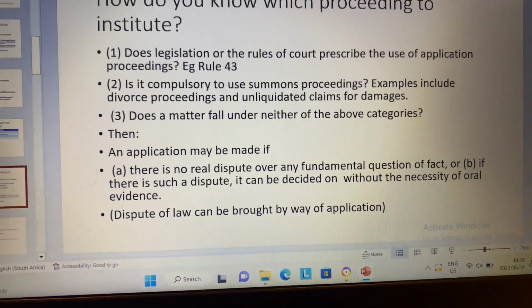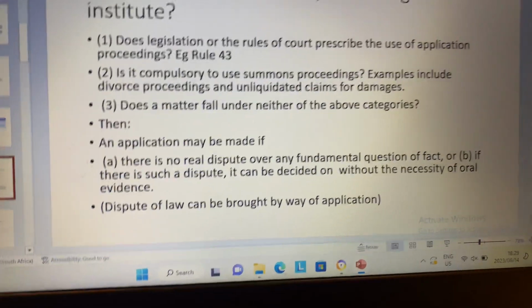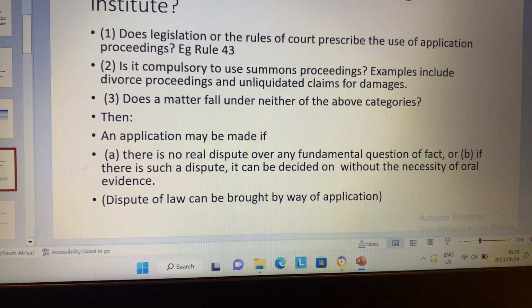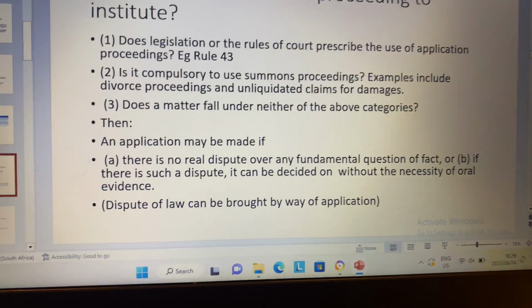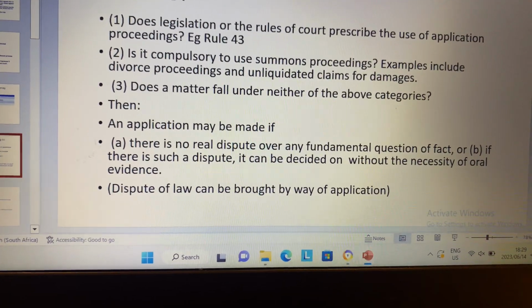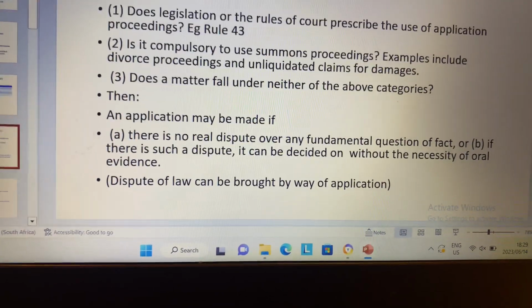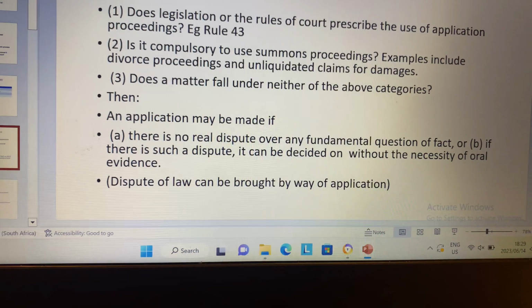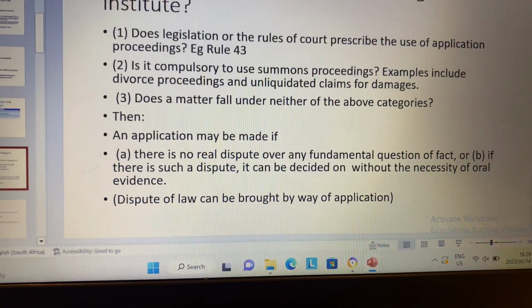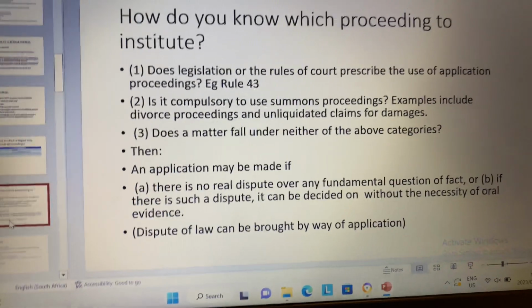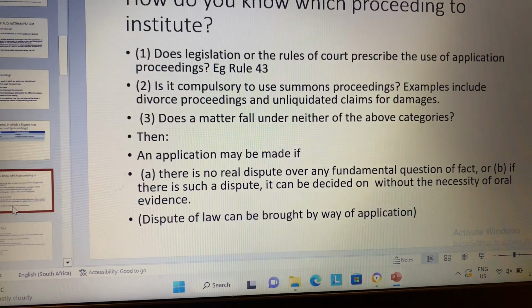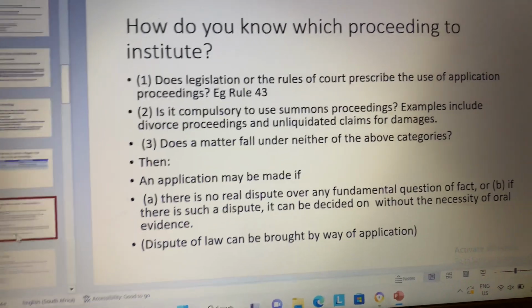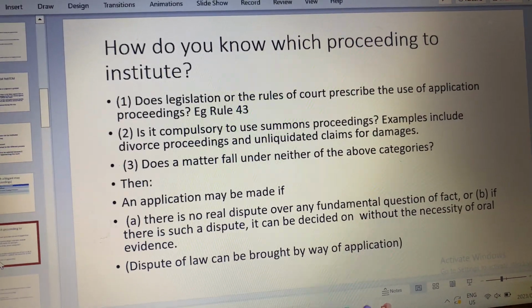And then the third question that you ask yourself is, does the matter fall under neither of the above categories? If you still cannot decide, then you need to ask yourself, is there a real dispute of fact? If there's a real dispute of fact, that's obviously your summons proceedings, because you will need oral evidence. Remember, with your summons, there's a trial stage, you go to court and then you argue, you get oral evidence and all that.